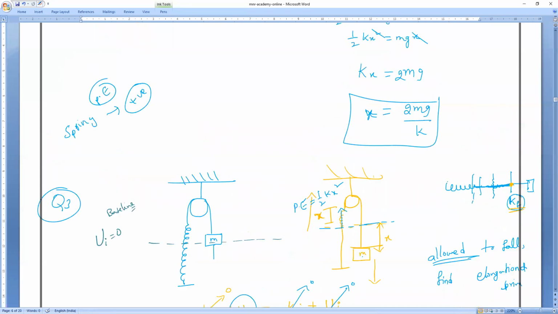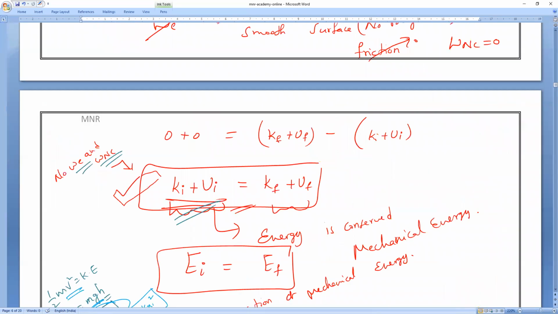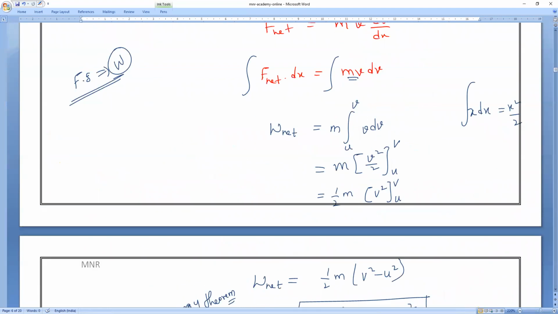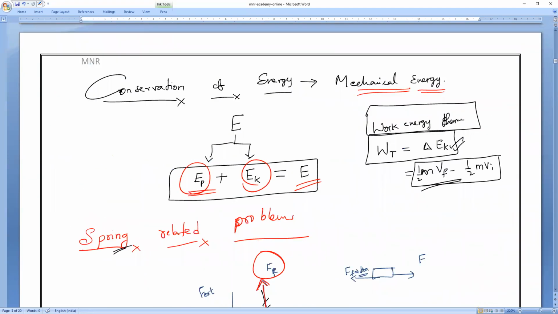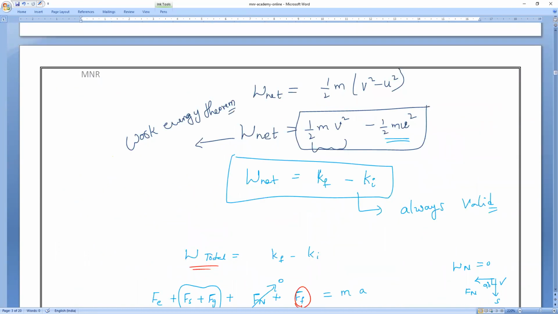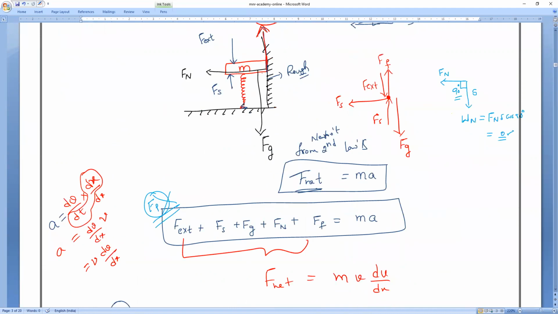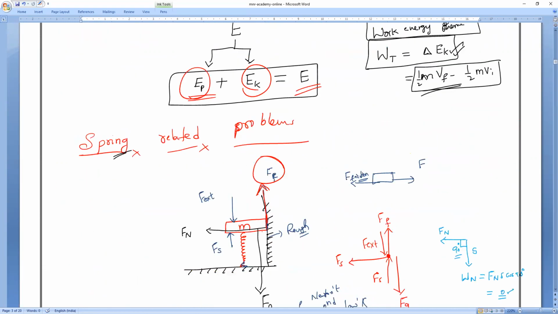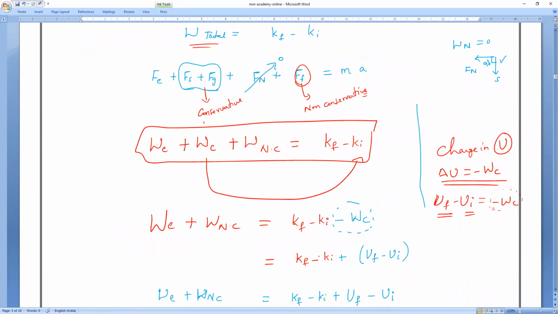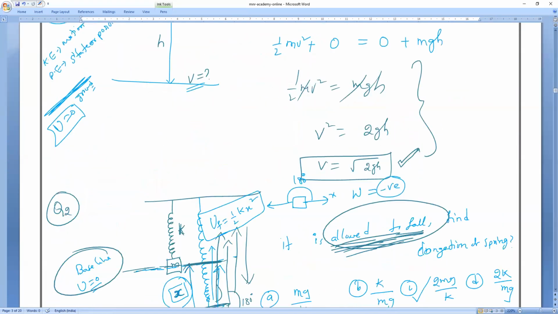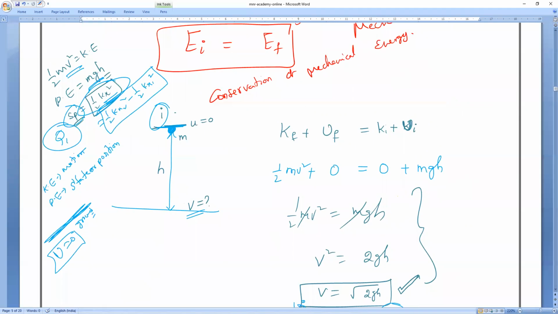Remember, due to the state or position, today only I told you, the energy possessed by the body we call potential energy. Due to the motion alone, we call it what energy? When the body is in motion, it is kinetic energy. Due to position or state, like compression or elongation, these are all types of potential energy.